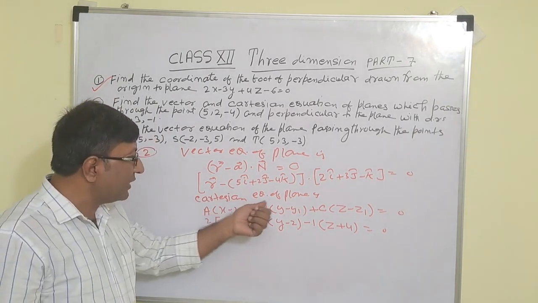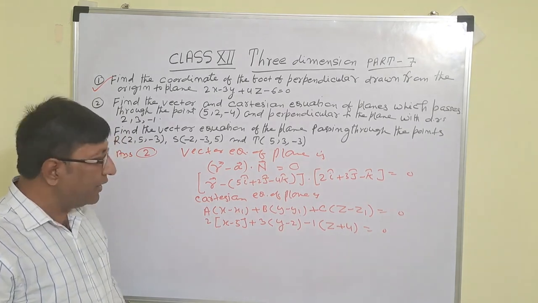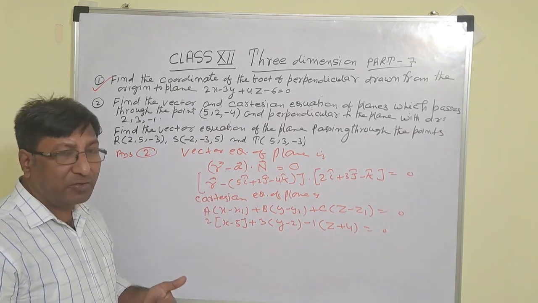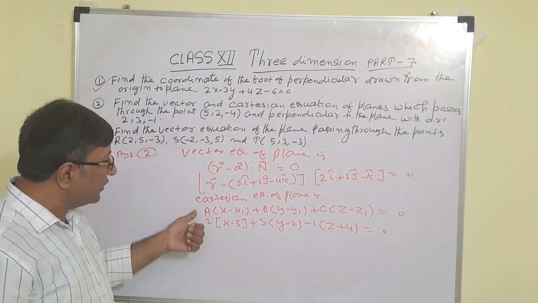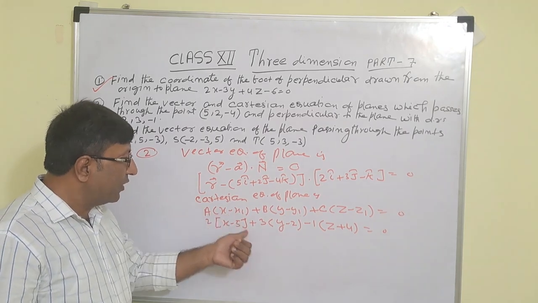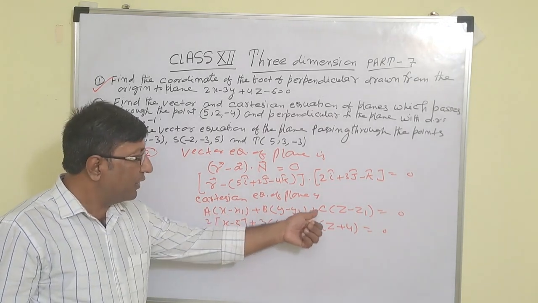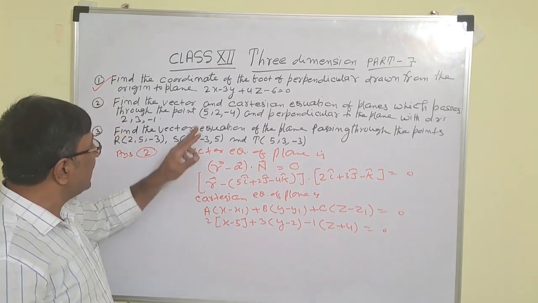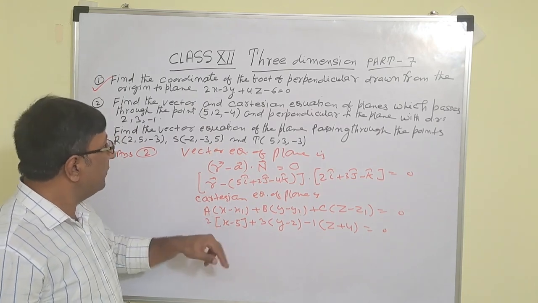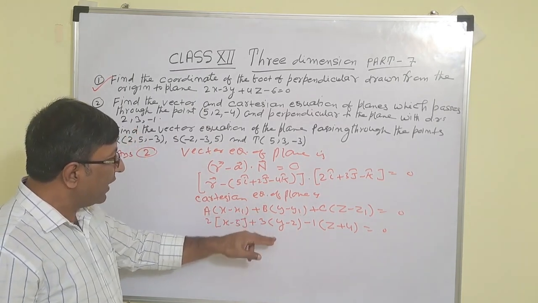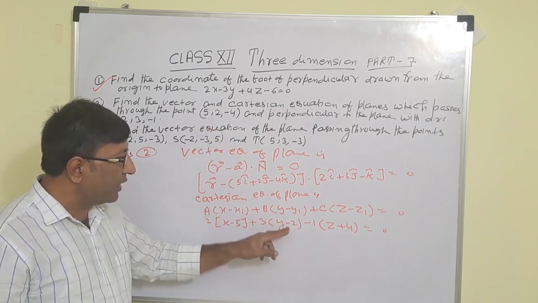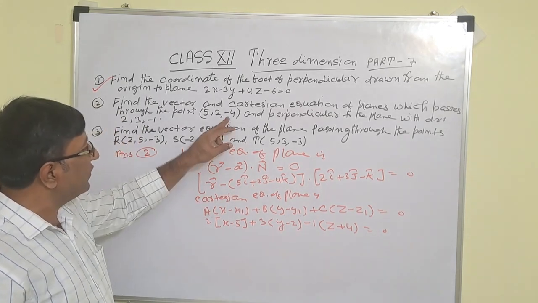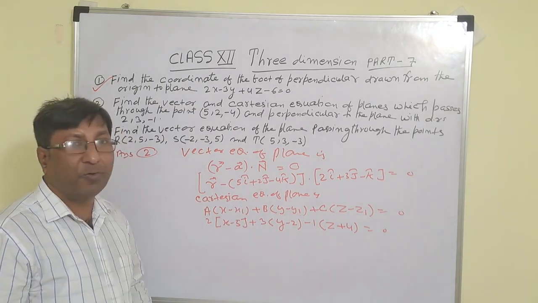In the same way, the Cartesian equation of the plane. When the point x1, y1, z1 is given, and the direction ratios a, b, c are given, you can use this format: a into x minus x1 plus b into y minus y1 plus c into z minus z1 equal to 0. Here a is given as 2 and x1 is 5, so 2 into x minus 5. b is given as 3, so 3 into y minus y1, and y1 is 2, so y minus 2. Again c is given as minus 1, so minus into z minus z1, that is z minus minus 4, so this is z plus 4 equal to 0.